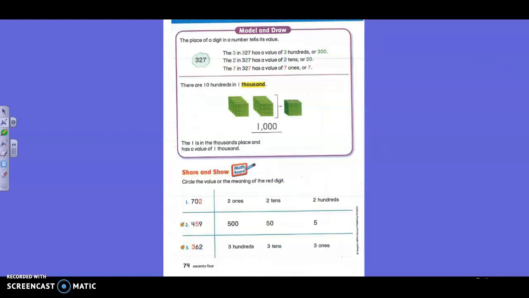Why is this math so easy today? You don't know if it's easy or not. We'll see.